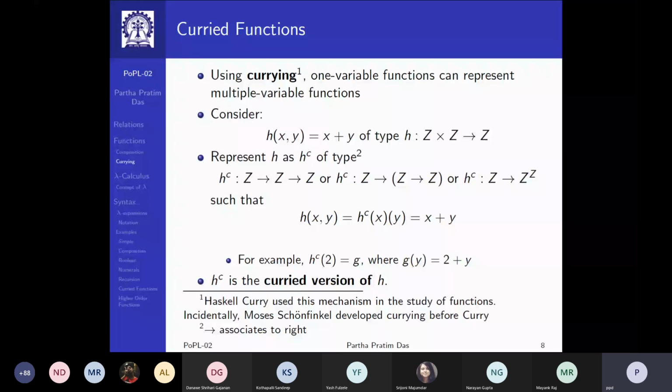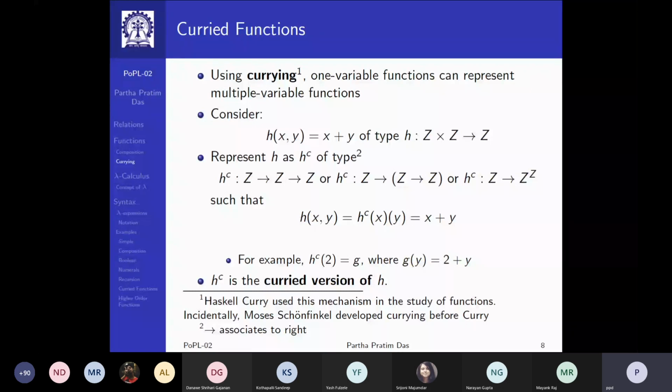Now there is the interesting story that actually Moses Schonfinkel developed currying before Curry did, but it did not get recognized because he did not manage to show a lot of applications. So people for a long time didn't know that Moses had actually done this well before Haskell did. This simple mechanism is known as currying, where we use one variable functions only.